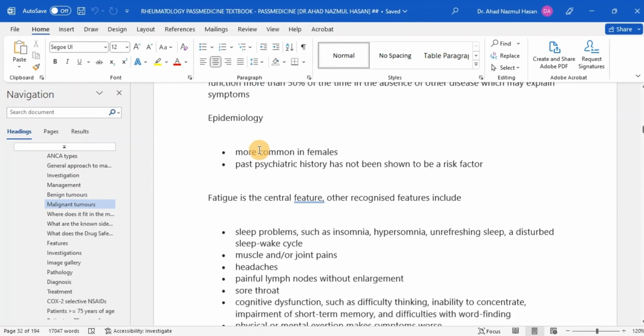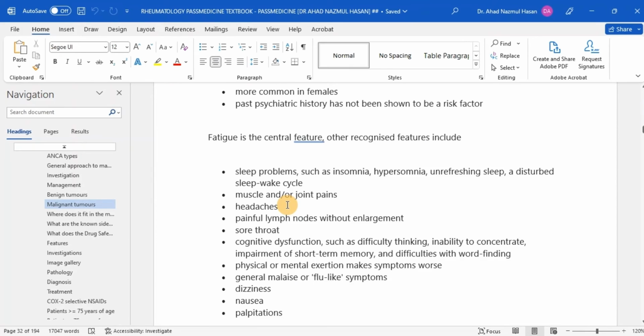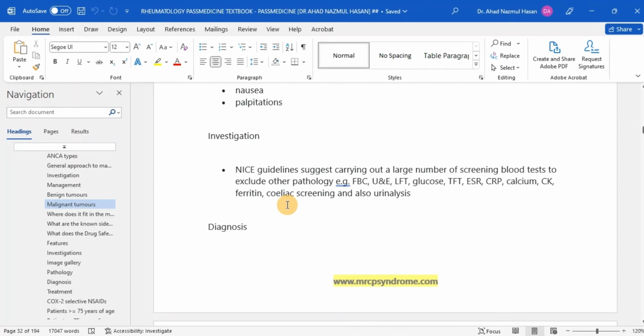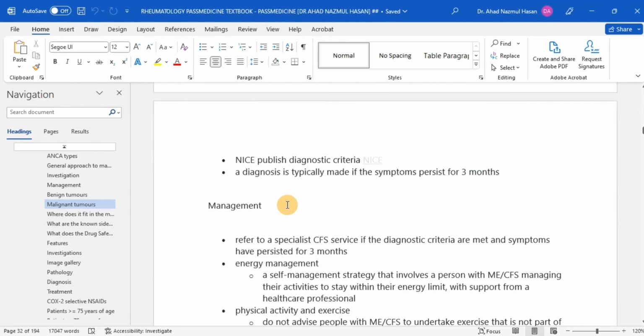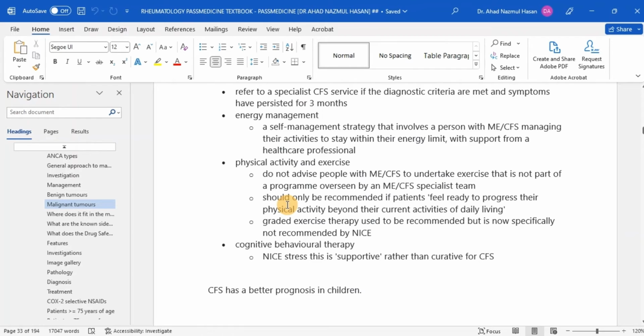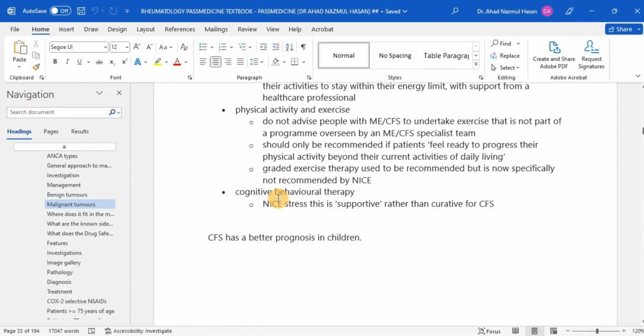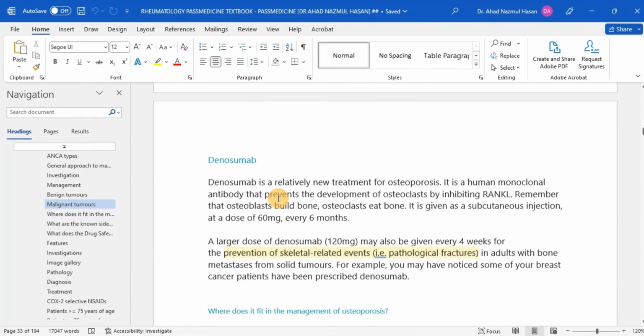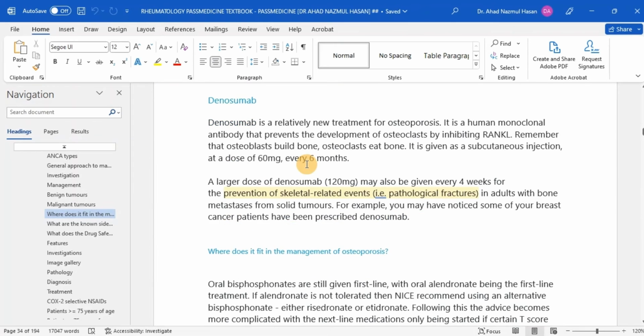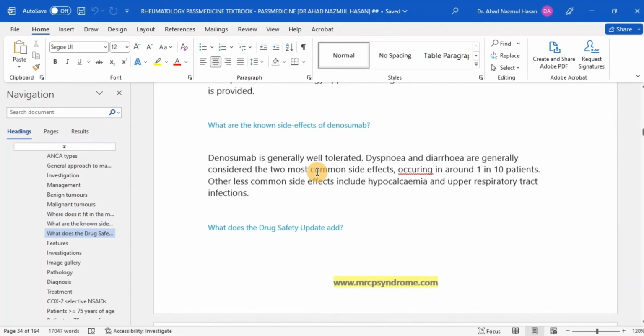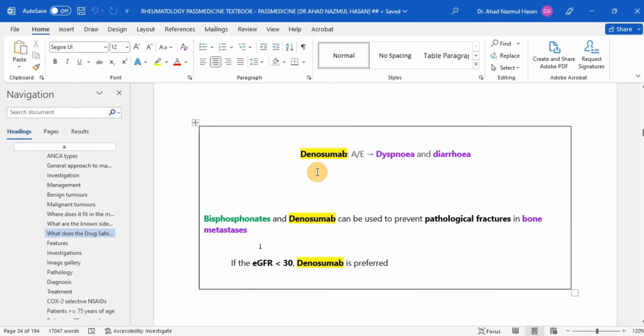Chronic fatigue syndrome. Go through the features and investigation. We need to carry out all the investigation, but usually all of them will come out negative. And management is with the aerobic exercise as well as the CBT. Next one is denosumab. Go through the overview, indication, and its side effect and the mode of action.